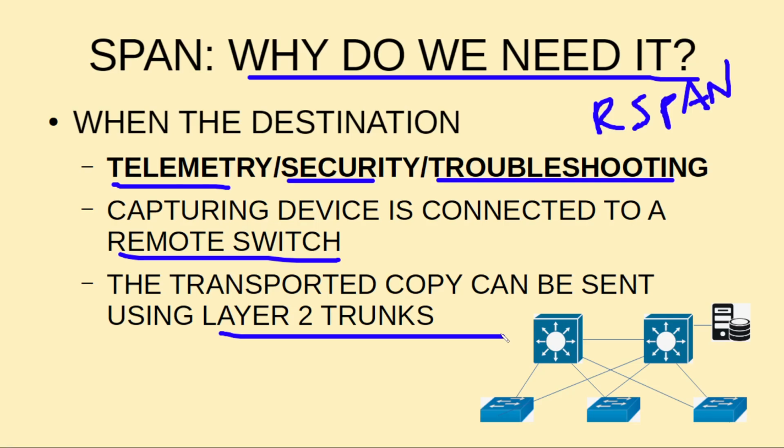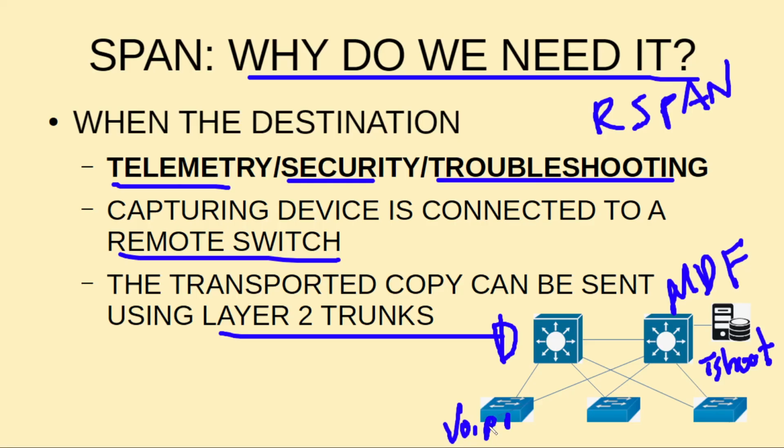So let's illustrate this with an example. Let's say that you have a server that is connected to your distribution layer, and you have that server connected there. It is always on. It is probably living at your MDF, and that will be your troubleshooting server. You will use it to troubleshoot issues. Let's say that one day you have an issue with a voice over IP device at this particular access switch.